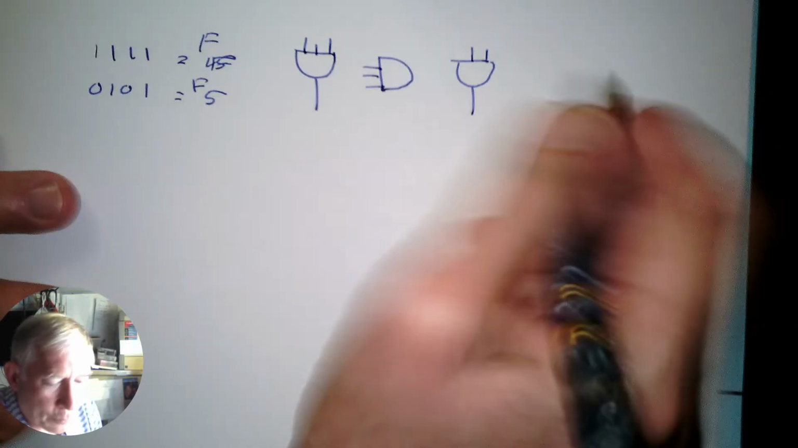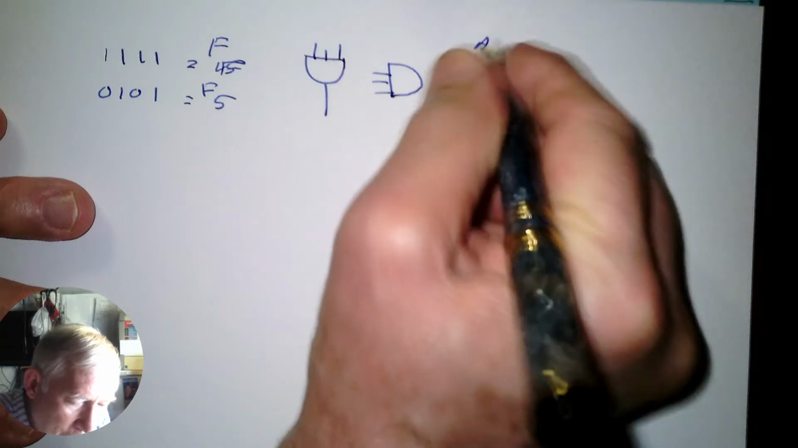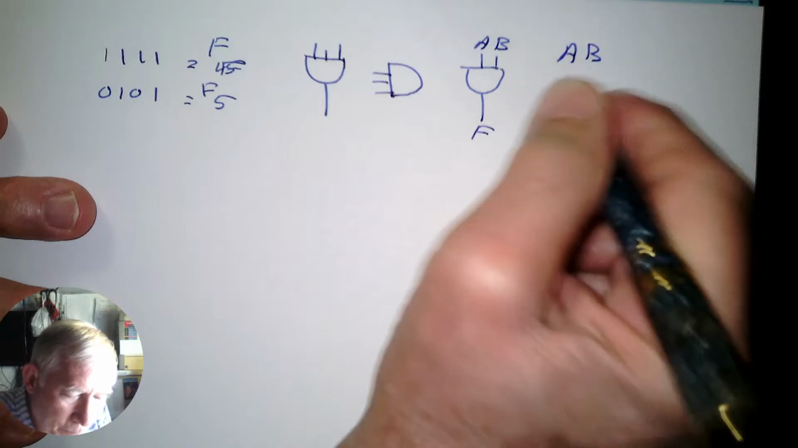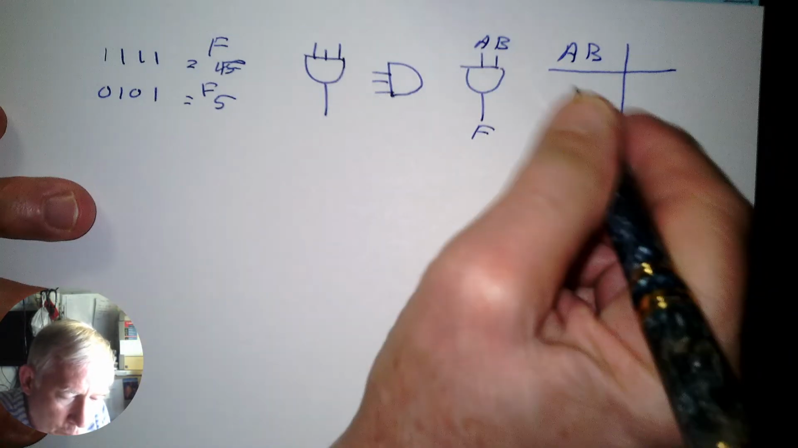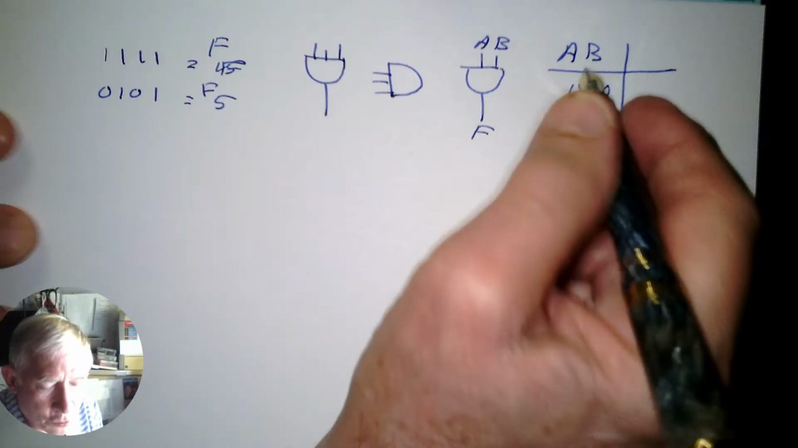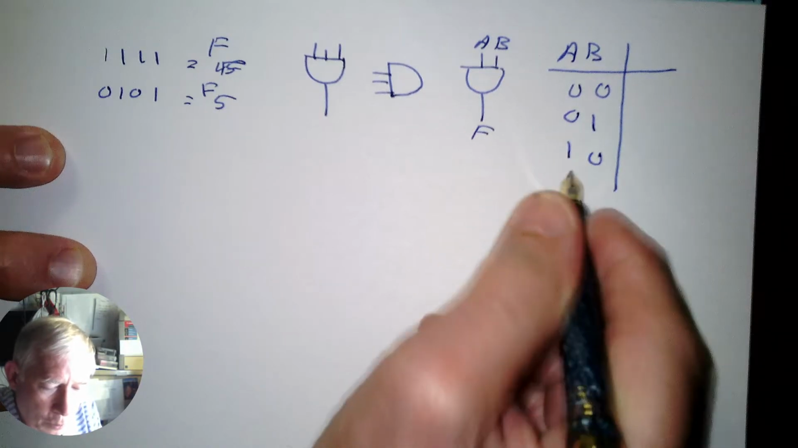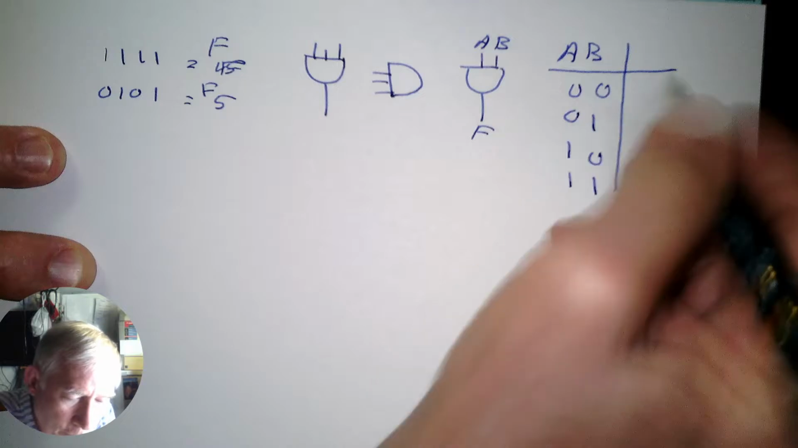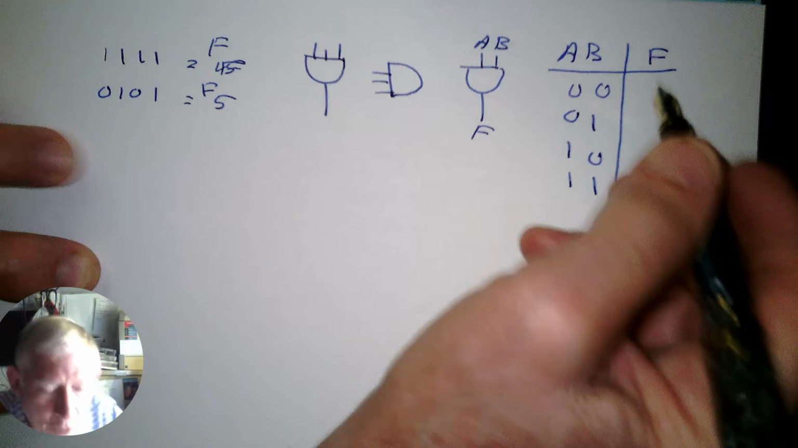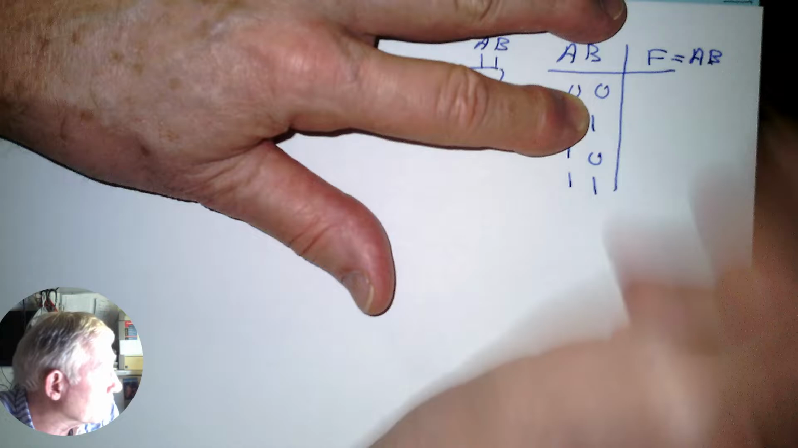And we can draw a truth table to represent this. We would call these A and B, and here's our output F. So in our truth table, we'll have A and B at the top, and we'll have the output F, and we'll do 0, 0, and we'll do all possible combinations of A and B. That's 2 squared, or 4 combinations: 0, 1, 1, 0, and 1, 1. Then for F, we want F to equal A ANDed with B, just like that.